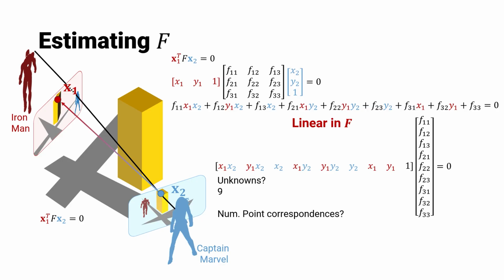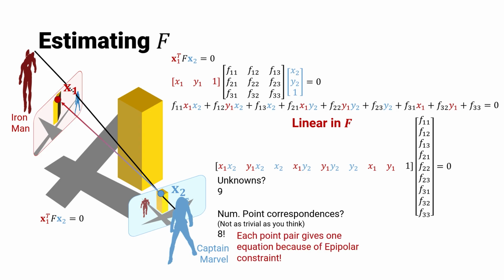But how many point correspondences do we need for this? The answer is not as trivial as you think, because each point in this particular case does not give us one equation, because the other end of the point is on the epipole. So that is not a free variable. That's a constraint we just use to remove the rank. So that means that each point only gives us one constraint, which means that we will need 8 point correspondences. So each point pair gives us one equation because of the epipolar constraint. This is different from homography, where we were getting 2 constraints per point pair. In this case, we only get 1.